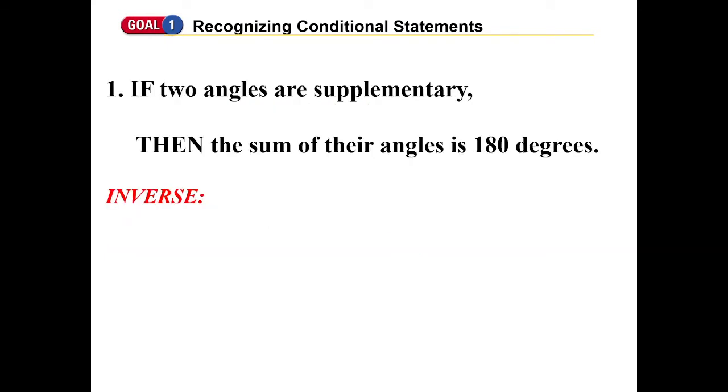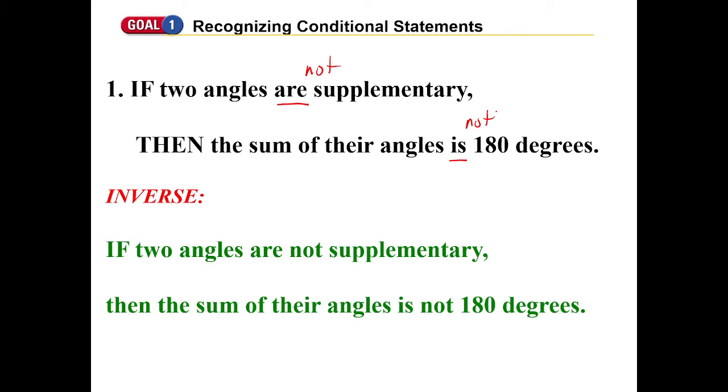Okay? Now, let's have more examples. Can I have a volunteer for number 1? If two angles are supplementary, then the sum of their angles is 180 degrees. Okay. So, ang are, butangan og not. Ang is, butangan og not. If two angles are not supplementary, then the sum of their angles is not 180 degrees.